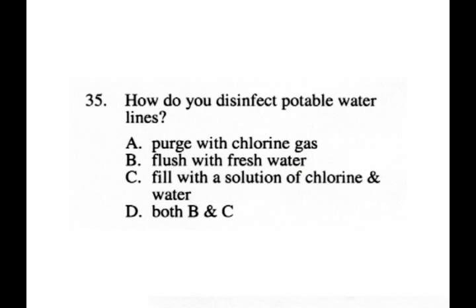Question number 35. How do you disinfect potable water lines? Purge with chlorine gas, flush with fresh water, fill with a solution of chlorine and water, both B and C. And the answer is letter D, both B and C. So first you would flush with fresh water, and then you would fill it with a solution of chlorine and water. And by the way, after that, you would flush it again with potable water such that you would get the bleach flavor out of the water.